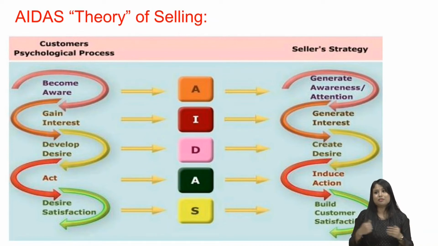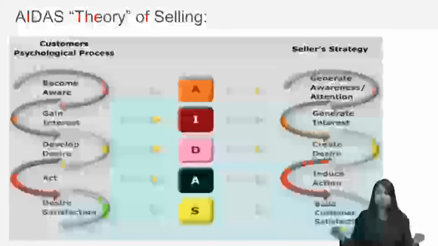Then induce action means when the customer comes to know, okay, I need this foundation, it fits my skin tone, and after that I am getting a discount, then obviously the customer will purchase the product. And after that, building customer satisfaction, you have to give the services. If the customer does not like that product, you have to say, okay, it doesn't fit your skin tone, but you can use another one. So in this way, we can close our sales and satisfy our customers. So these are the phases that any company or any product in any organization goes through.